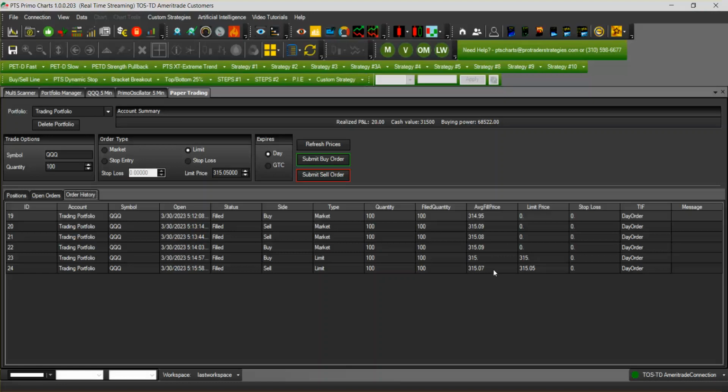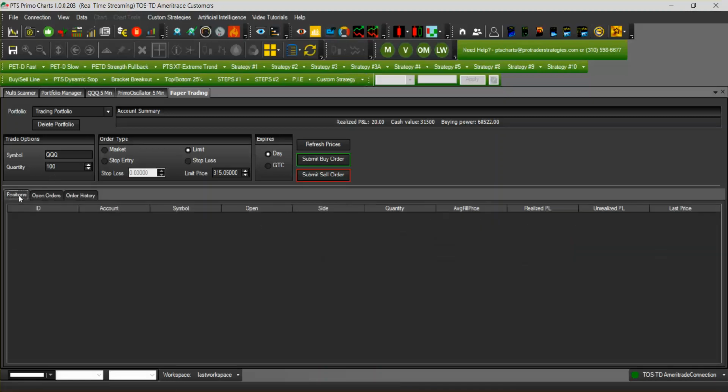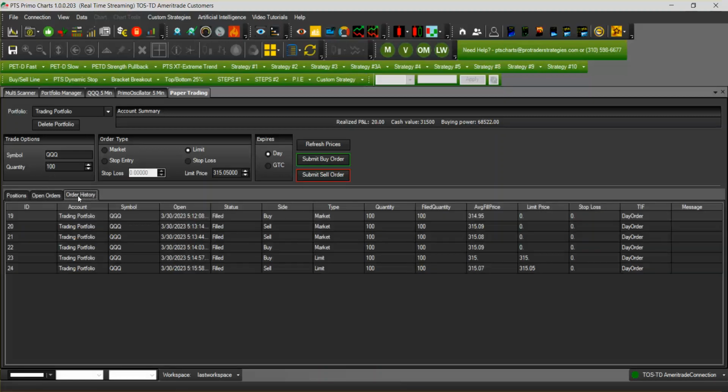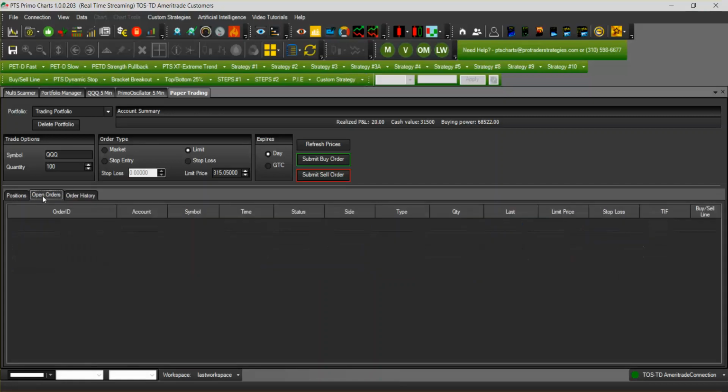And you can see how the values keep changing on the account summary. We want to make sure that we don't have positions, we don't have open orders, we just have an order history. Okay, so now we've seen market orders and we've seen limit orders.